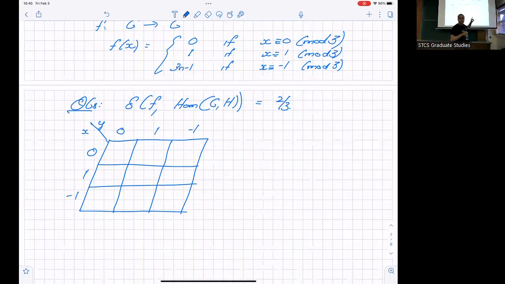Is the square clear to you, what I'm trying with the square? So what I want to know, put a tick or a cross if the corresponding pair passes the test. So if x is 0 mod 3 and y is 0 mod 3, what happens? Does the test pass or fail? It will pass. In fact, if x is 0, it will just pass. Similarly, if y is 0, it will just pass.